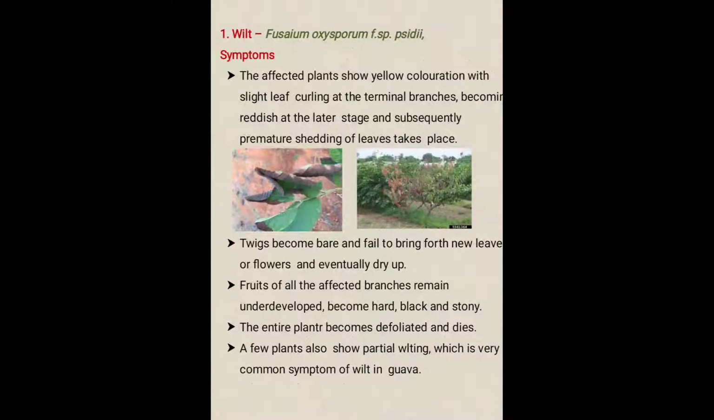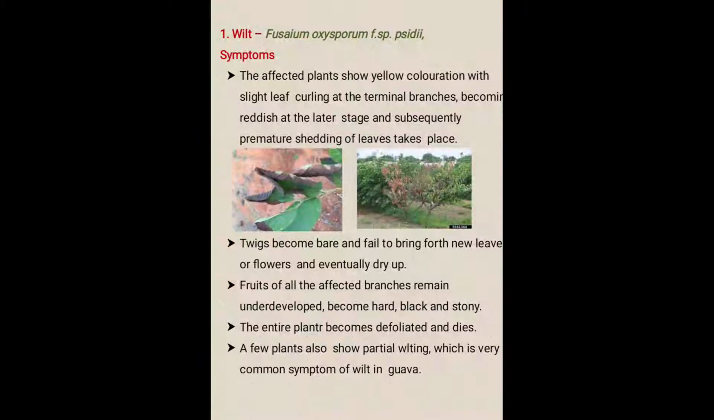Symptoms: the affected plant shows yellow coloration with slight leaf curling at the terminal branches, becoming reddish at the latter stage, and subsequently premature shedding of leaves takes place. Means what? There is a loss of green color. It is also called chlorosis, means loss of chlorophyll from the leaf. Ultimately there is a loss of green color from the leaf.